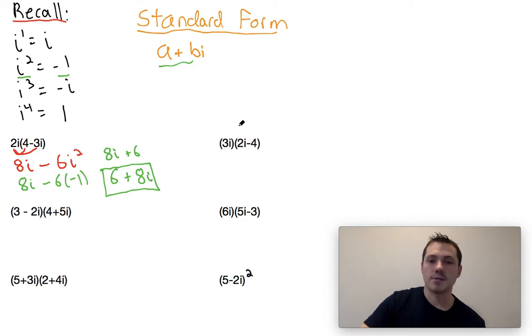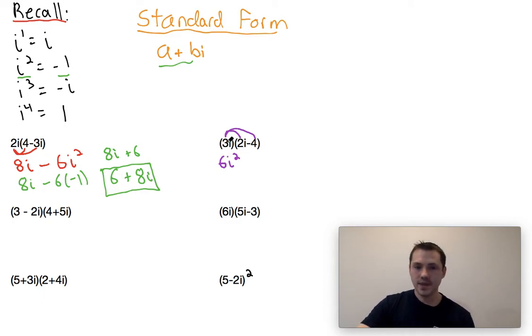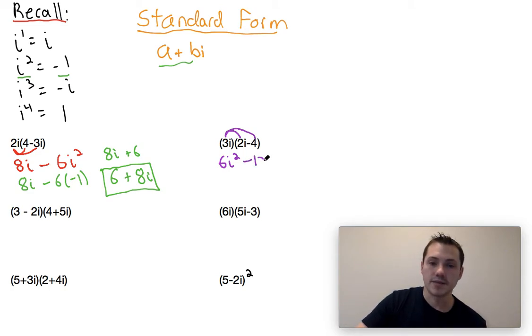Going on to the next problem. Very similar type. Maybe pause the video, try this on your own before you follow along. So we're going to multiply 3i times 2i. When we do that, we know that 3 times 2 is 6, and i times i is going to give us i squared. And then we multiply 3i by negative 4. Negative 4 times 3 is 12, and we're just left with an i at the end.